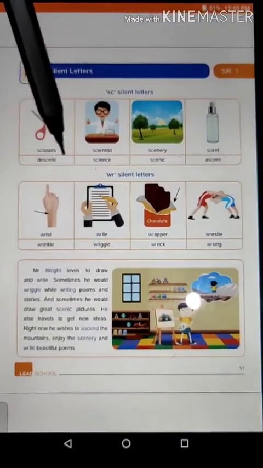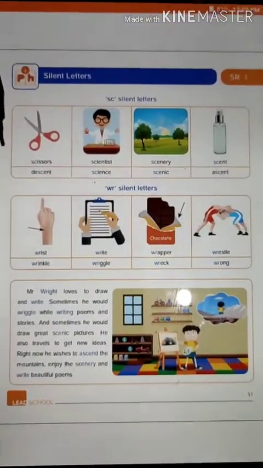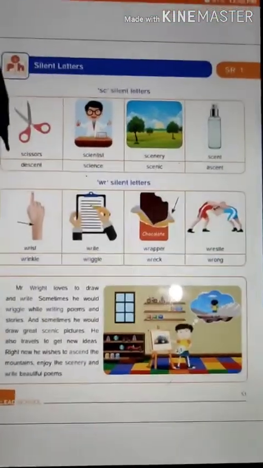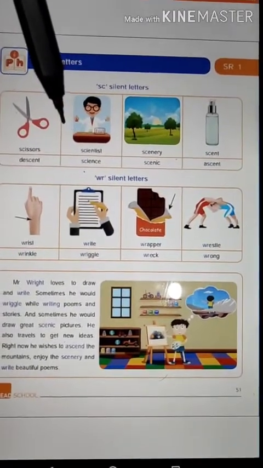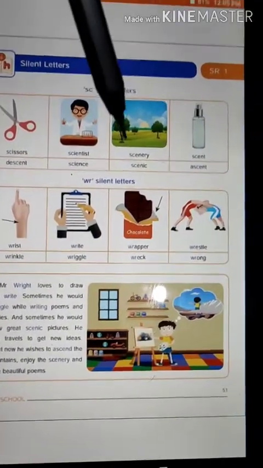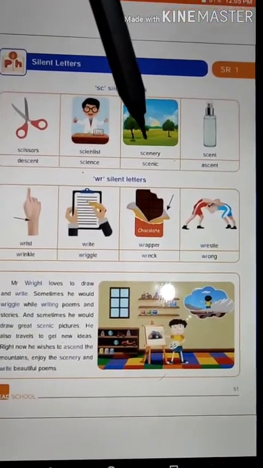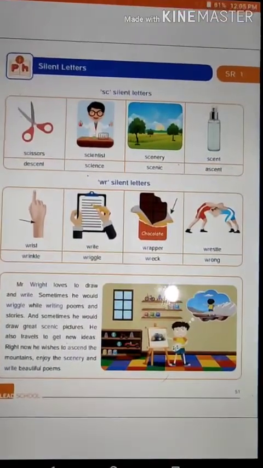Okay, time up. I hope you are able to read all the words correctly. Let's check. The first word is scissors. Scissors. The second word given was scientist. Scientist. The third word was scenery. Scenery. With this we have completed our phonics part.